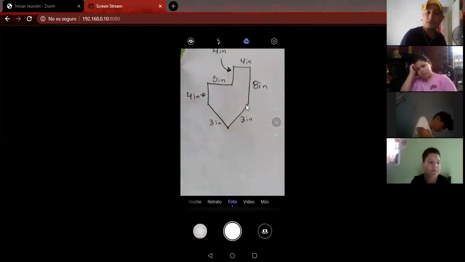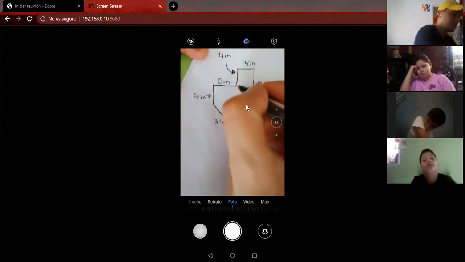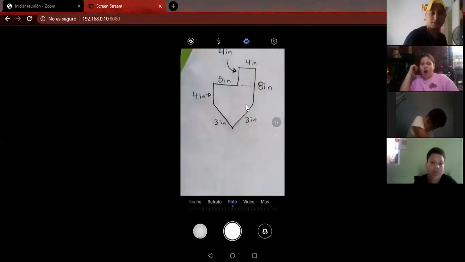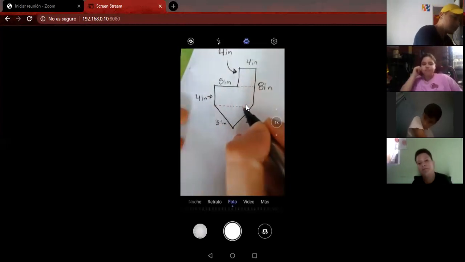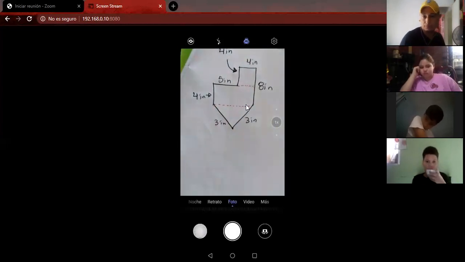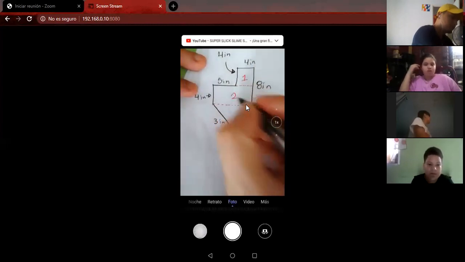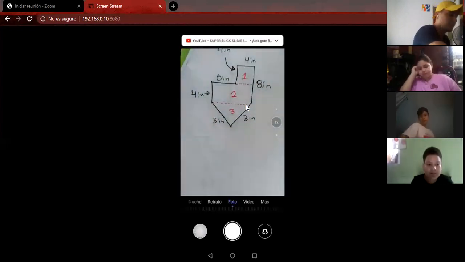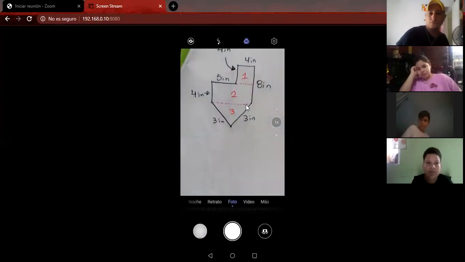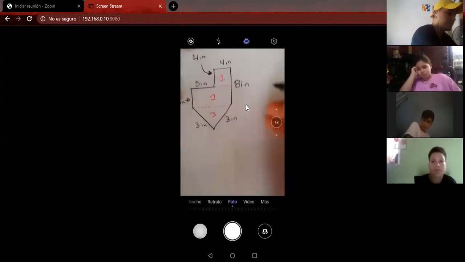Okay, lo primero que tenemos que hacer es dividir toda esa figura en cuadrados, rectángulos, lo que ustedes puedan. For example, I can divide this as a square, right? And I can divide this as a rectangle, and I have a triangle in the bottom. Do you see? Yes. Now, how many figures do we have inside? How many? 3. I have 1, 2, 3. Okay. So I'm going to find las áreas por separado.